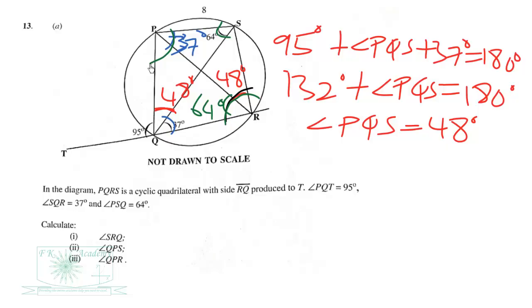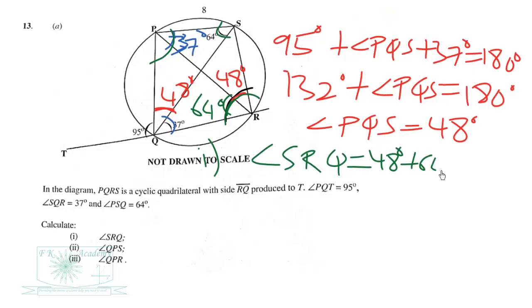So we can find angle SRQ. So the I part of the question is equal to angle SRP, which is 48 degrees, plus angle PRQ, which is 64 degrees. And that is equal to 112 degrees.